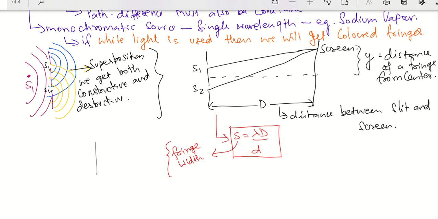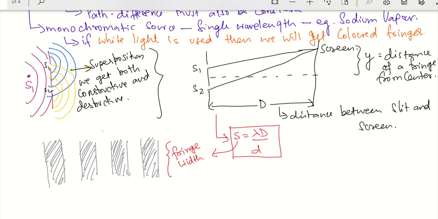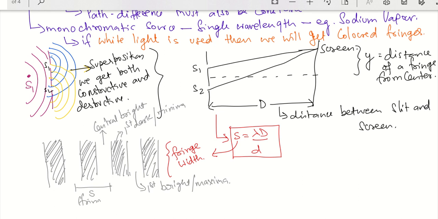Your fringe is going to have a bright, then it will have a dark. So this is your dark, right? And then you will get bright, again you will get a dark. So this is how the pattern will come for you. So this is like a central bright, then comes your first dark or minima, whichever you want to call. Then comes your first bright or maxima. Okay, so the distance between any two brights is called your fringe width. It can also be between two darks. That is called fringe width.